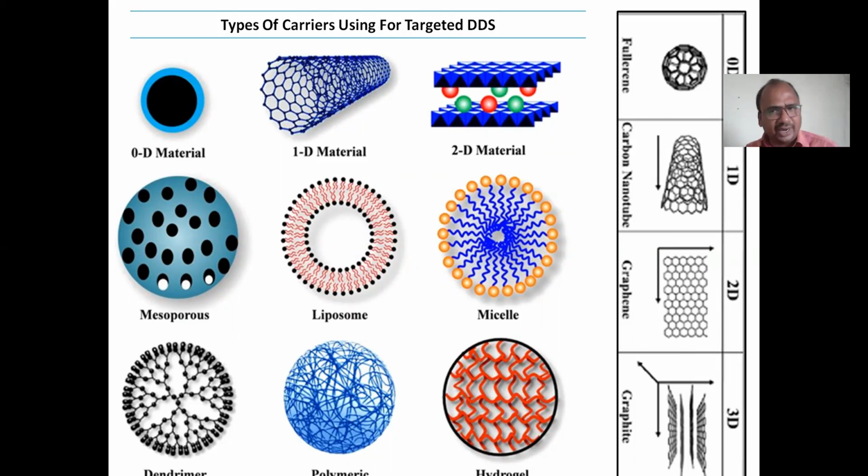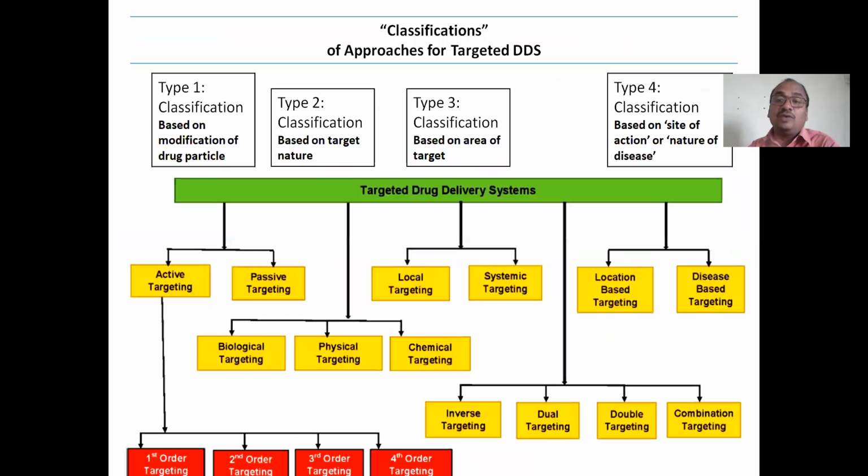Okay, the carriers are now ready. You have drug particles in one hand, and in the other hand you have chosen a very good, excellent carrier. Now your targeting approaches. There are a number of approaches to achieve a targeted drug delivery system, and there is a classification. This classification has four types you can see here: type 1, type 2, type 3, and type 4 classification.